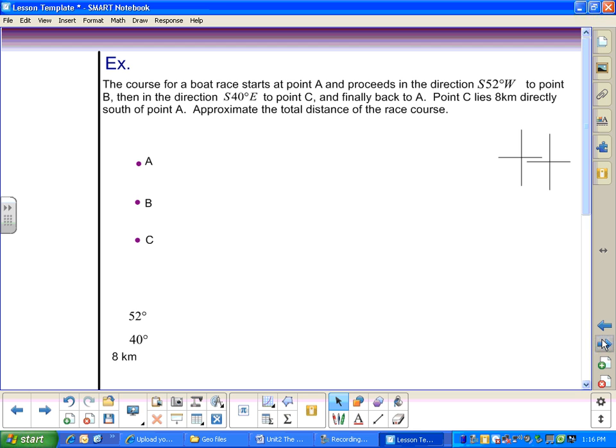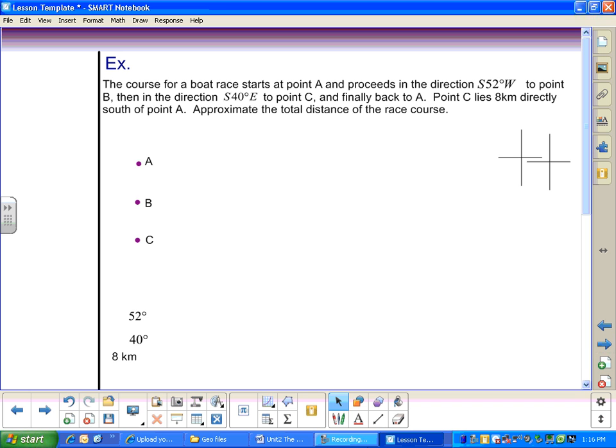We know that point C lies 8 kilometers directly south of point A. Your job is to approximate the total distance of the race course. Now we know we have 3 points, A, B, and C, so we know we're going to have a triangle. Great. Now we got to figure out what this is going to look like.